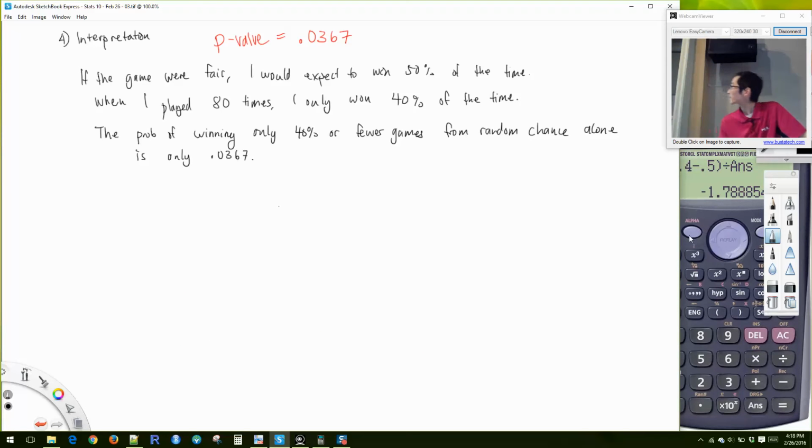Okay. So now we have to make a choice. Okay, so we have a choice. Is 0.0367 big, or is 0.0367 small? Okay.